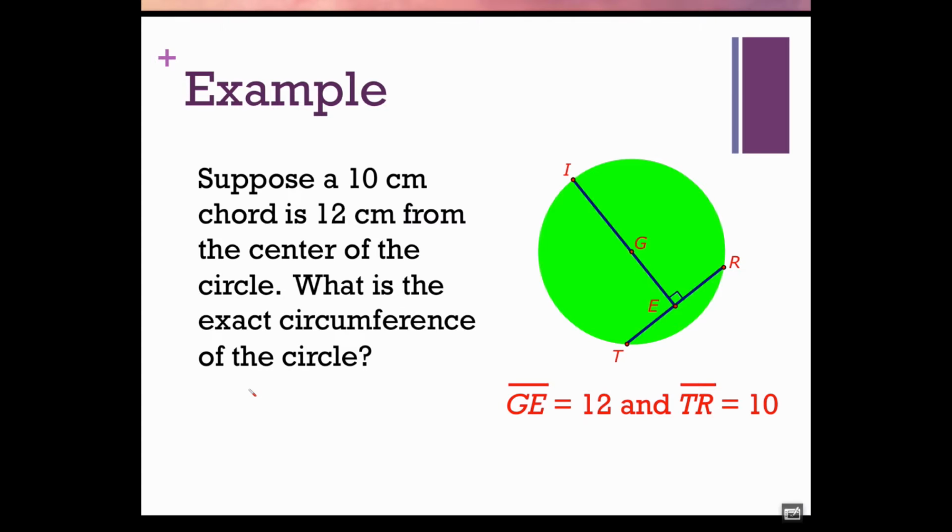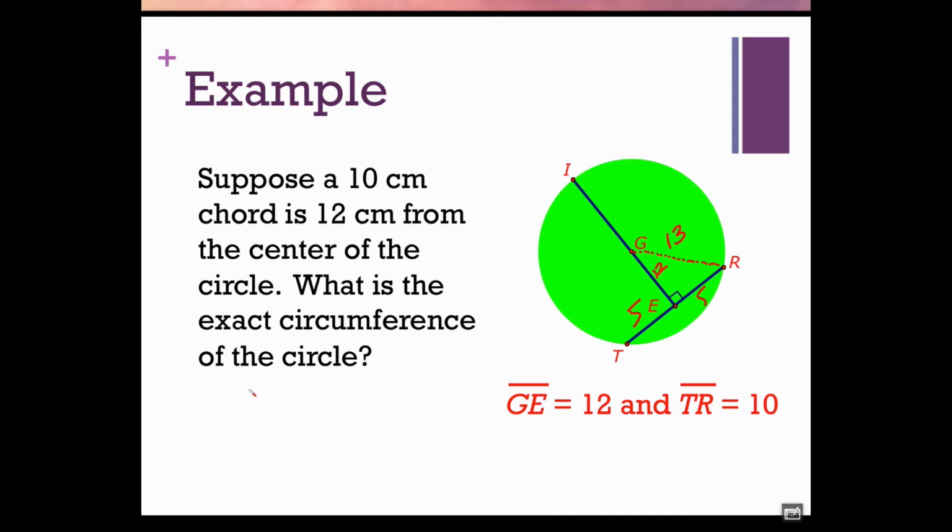If TR is 10, what else do we know? TE would be 5 and ER would be 5. Good. What else do we know? We know GE is 12. If I want to find the circumference, I need either the diameter or the radius. How do I find the radius? That'll equal 13. It's a 5, 12, 13 triangle.